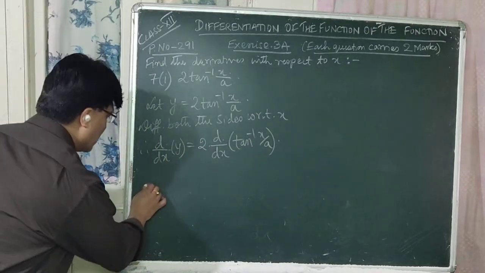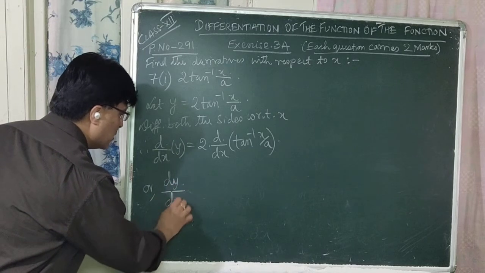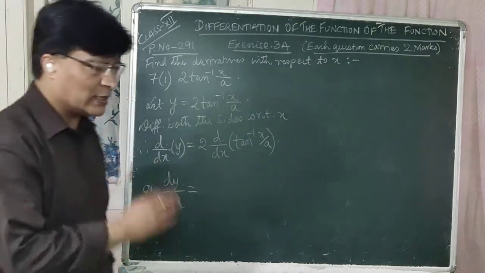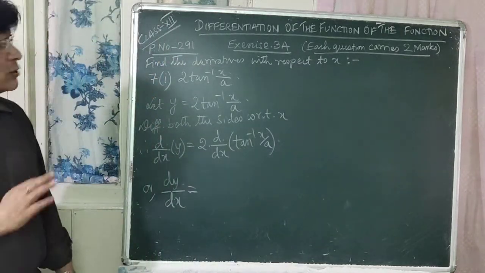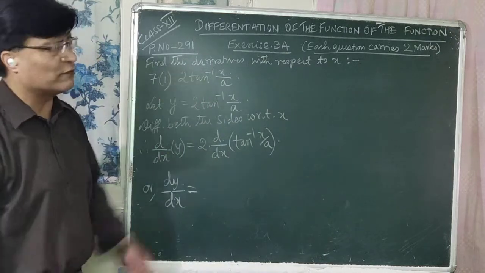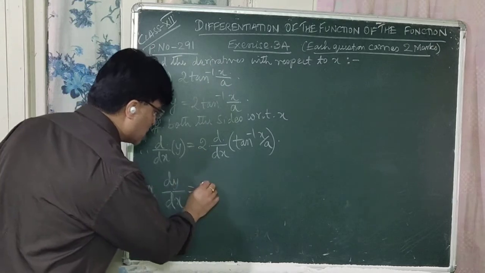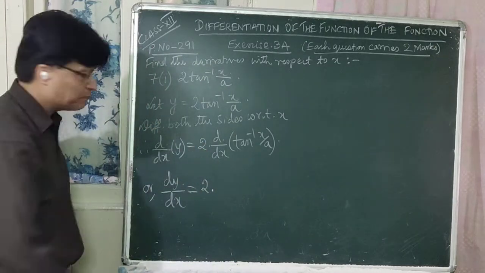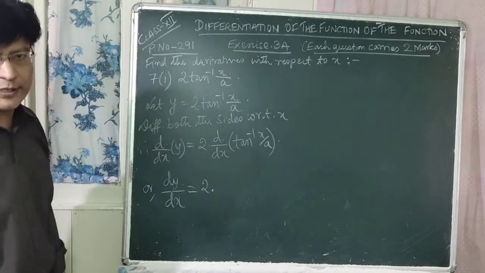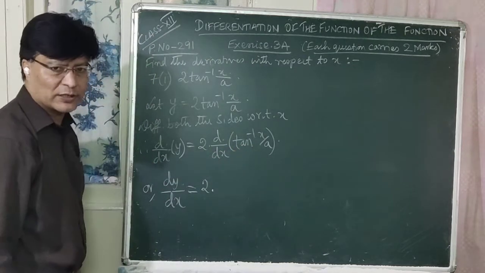Okay, so now what is dy by dx of y? That means you have to calculate dy by dx. In the last online class I told you about the method of finding the differentiation of the function, isn't it? Now this 2 is constant, it remains the same. So d by dx of tan inverse x upon a. Now how can you differentiate it?